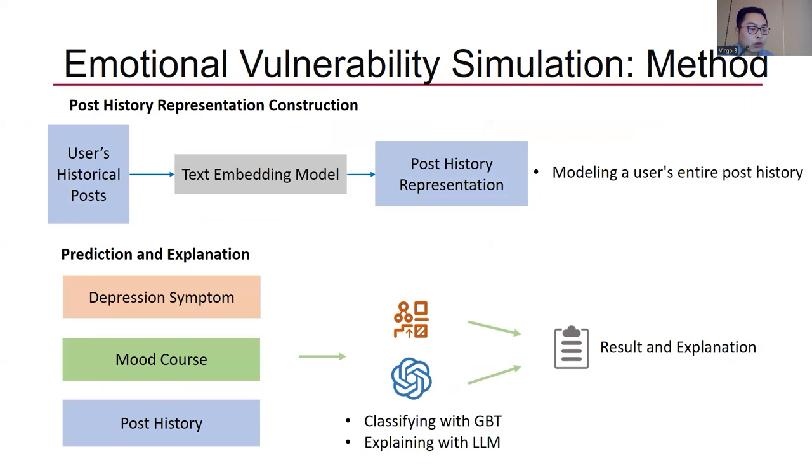And for the post-history representation construction, we also use the user's historical posts and a textual embedding model. And we finally get a representation that can model the user's entire post history. And for the prediction and explanation stage, we consider depression symptoms, mood course, and post-history. We classify with the traditional model and explain with the LLM. Finally, we get both the classification result and the explanation.